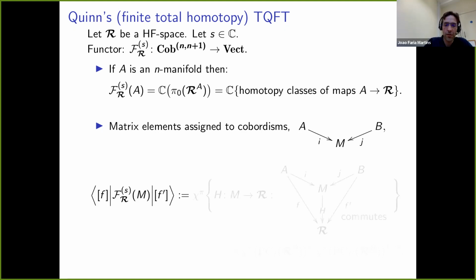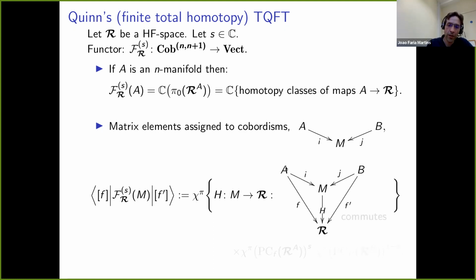Maybe I should just write down the formula. So I have a function from A into R, a function from B into R. I need to say what this matrix element is, and what I'll do is consider the space of all functions from capital M into R that make this diagram commute. This turns out to be a homotopy finite space as well, because this is a fiber of a Hurwitz fibration of homotopy finite spaces. So I can safely compute its homotopy content.